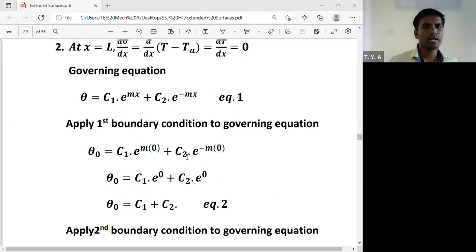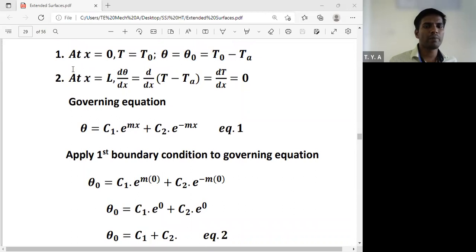Look at what we said in the second boundary condition: at x is equal to L, dT by dx is equal to 0. So what is our equation 1? Theta is equal to C1 e raised to mx plus C2 e raised to minus mx. How do we apply the second boundary condition in equation 1?